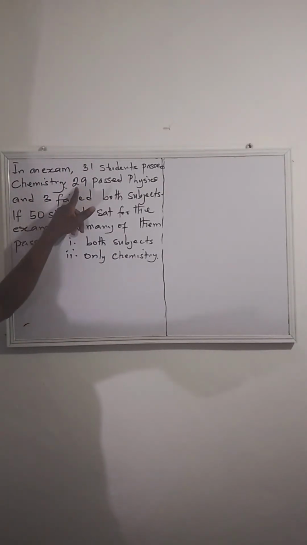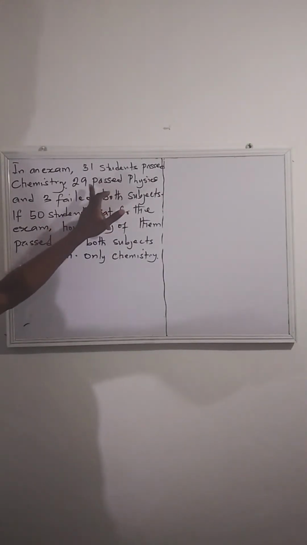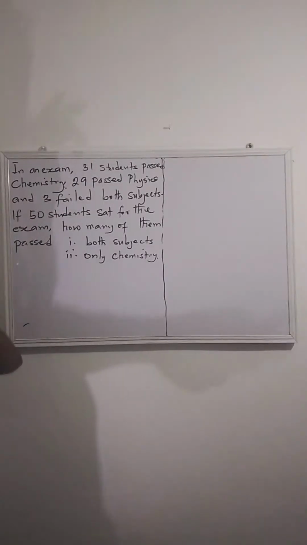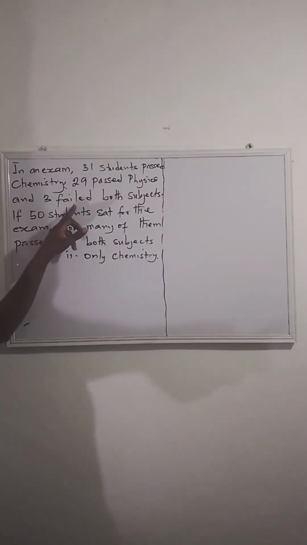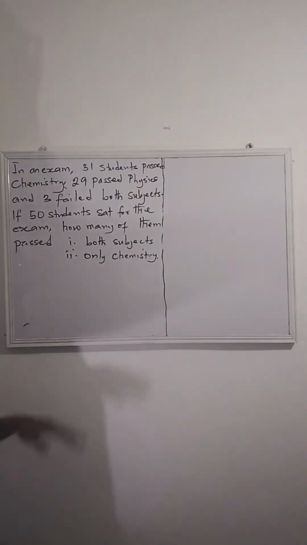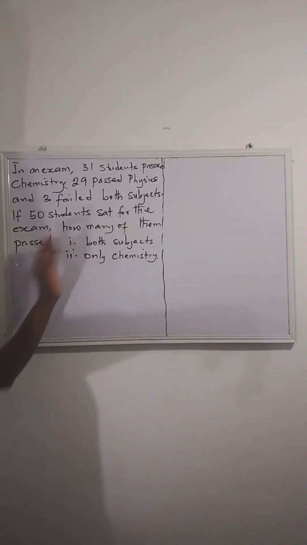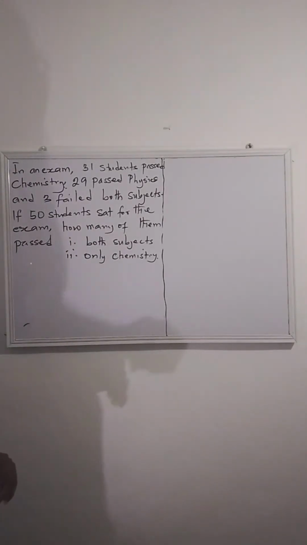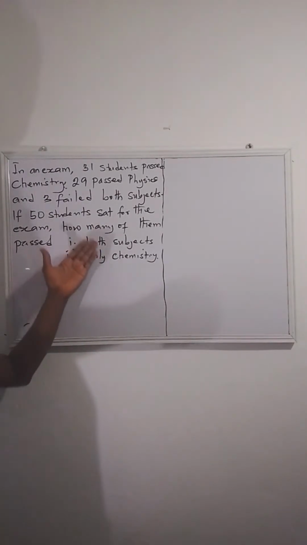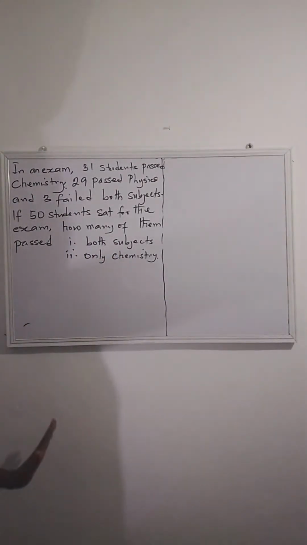And also, let's look at it. 29 passed physics. So the number of those that passed physics is 29. And 3 failed both subjects. So if 50 students sat for the exam, how many of them passed both subjects and only chemistry? All right, it's just a replica of what we just did earlier.